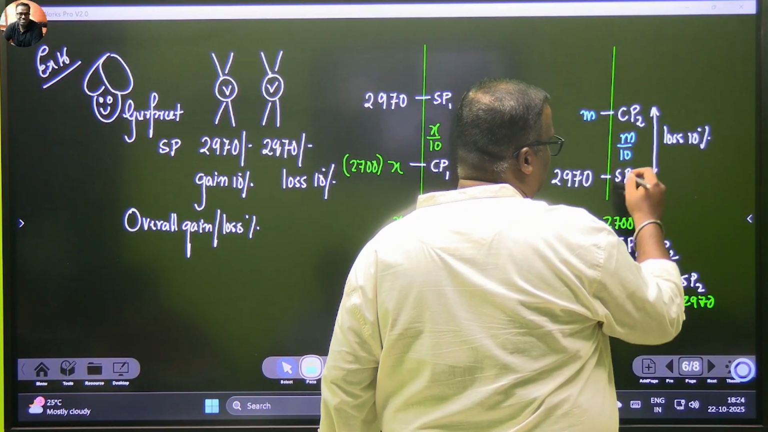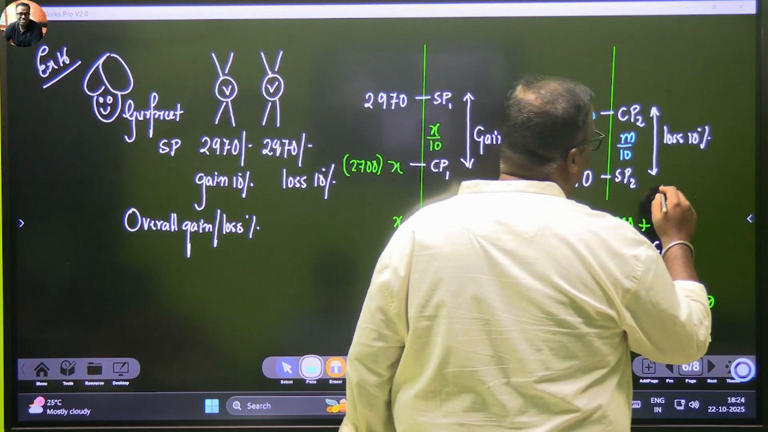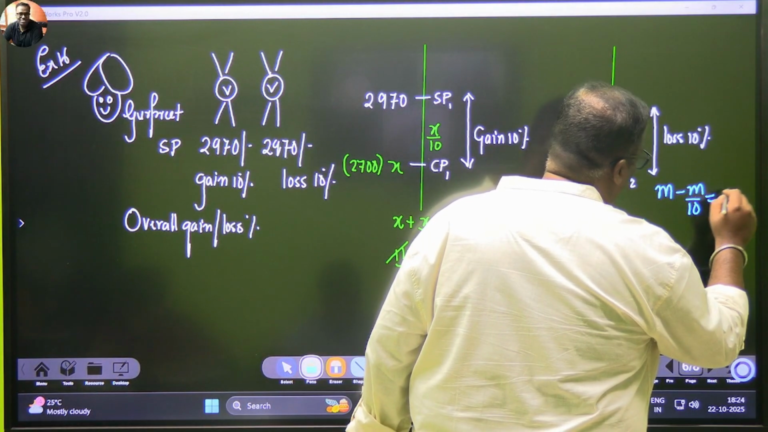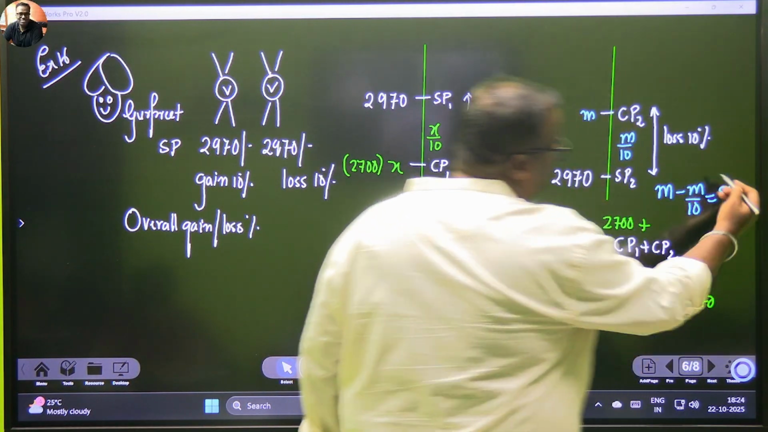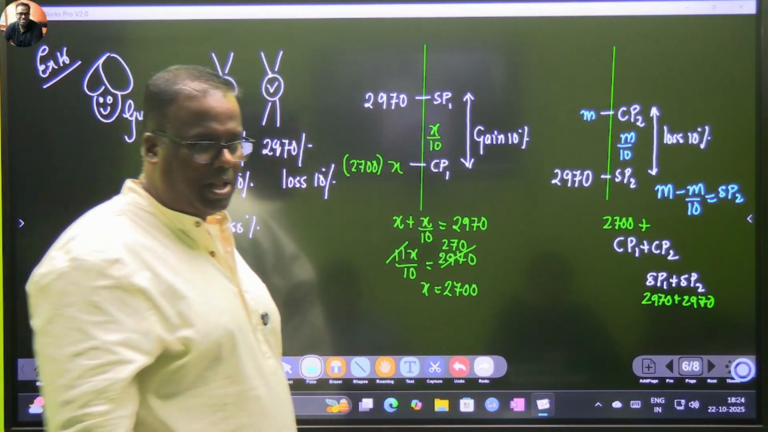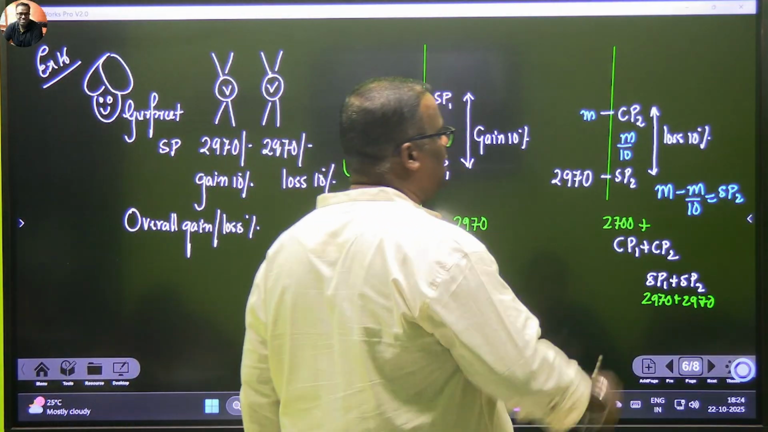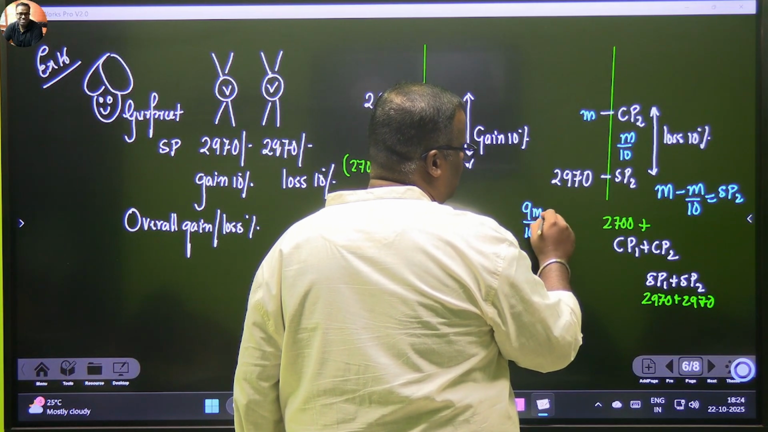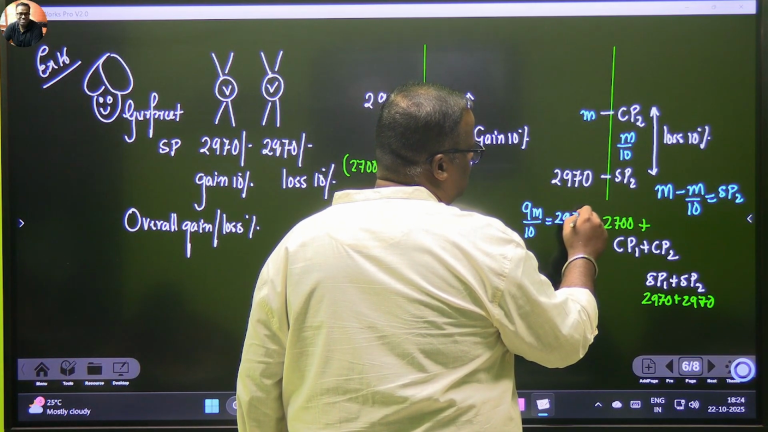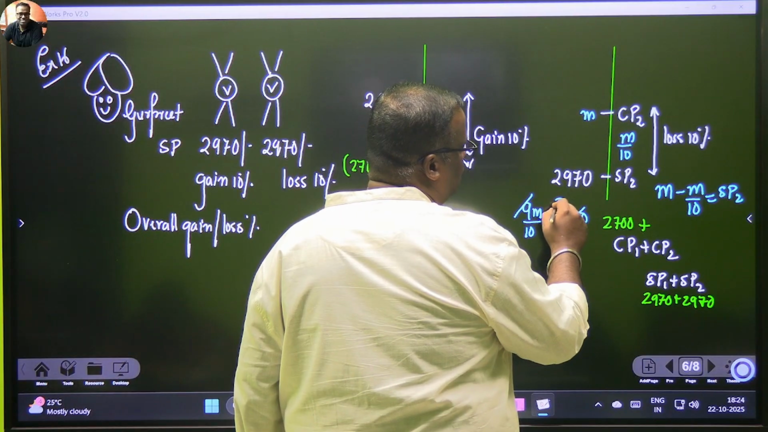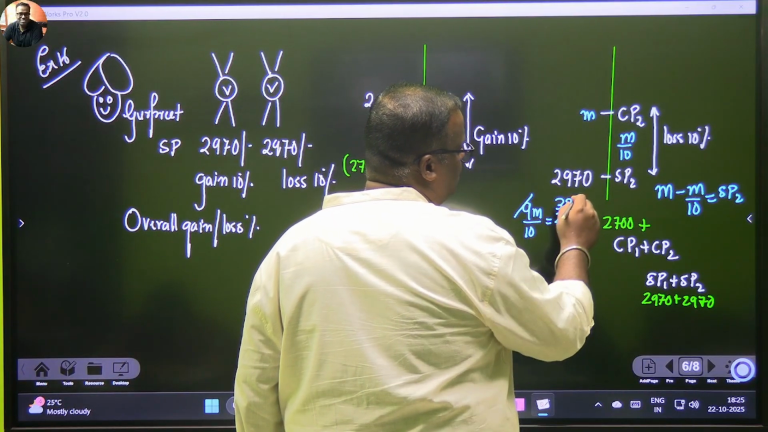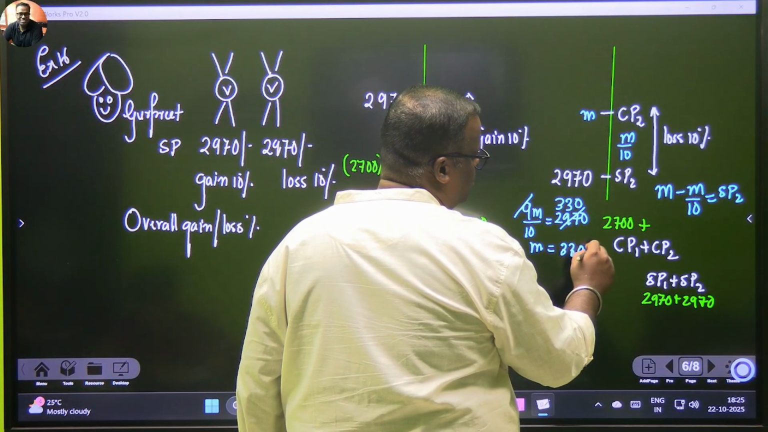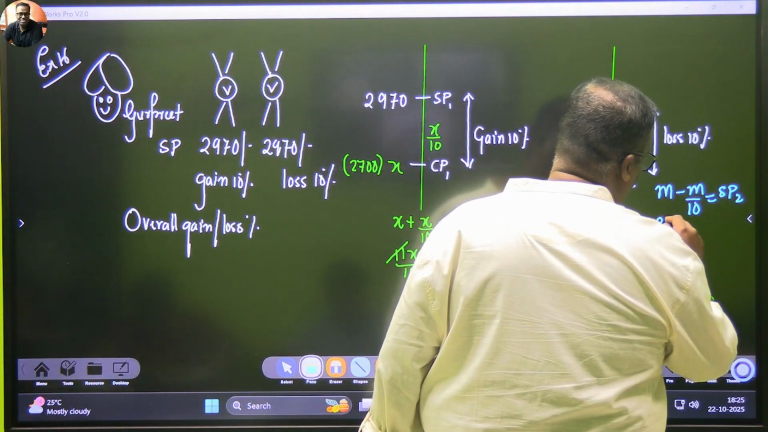So don't you think that the cost price minus the loss should be equal to the selling price? The cost price minus the loss. So how much is it? 10m minus m is 9m, equal to 2970. 9 3s are 27, 9 3s are 27, 0. That means m is equal to 3300. So this is 3300.